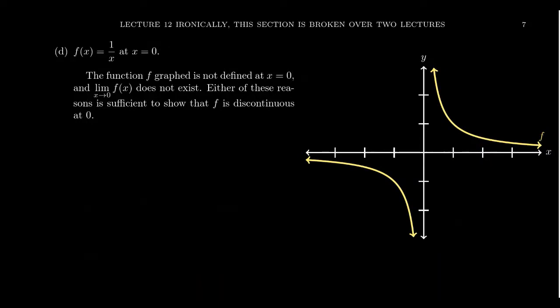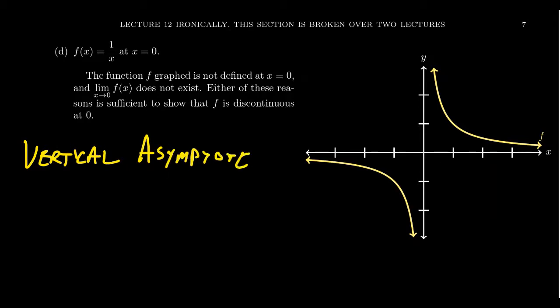The third type of discontinuity we're going to talk about here is what's called a vertical asymptote. That's going to be illustrated in this example. So consider the function f of x equals 1 over x, and consider what happens at x equals 0. You'll notice that as you get closer and closer to 0, things are going to get very big or very small.